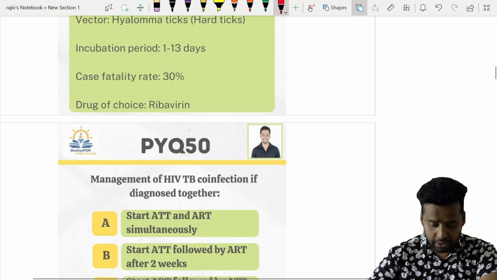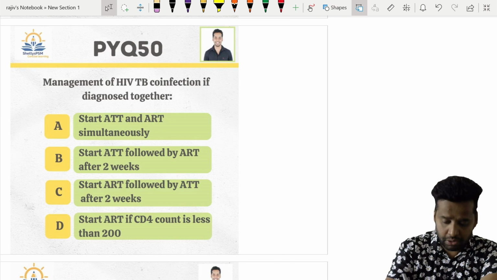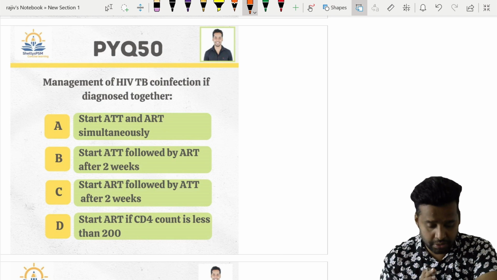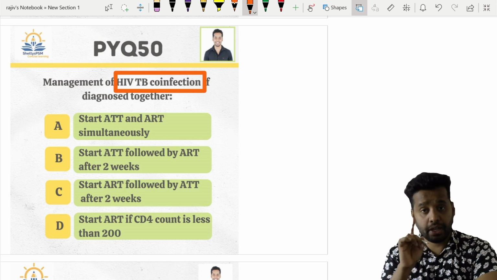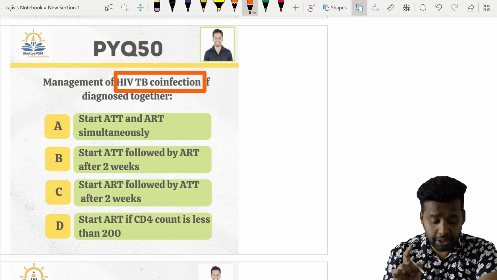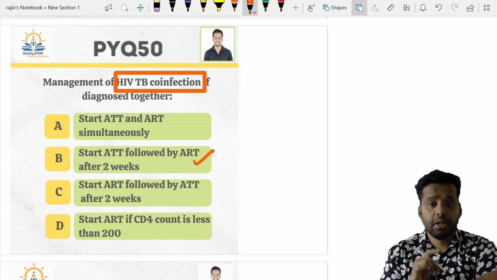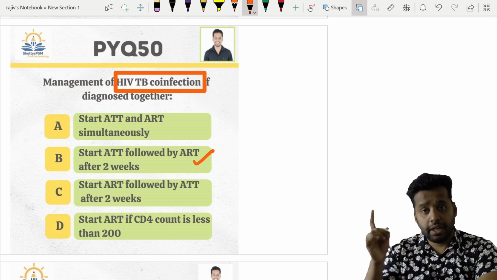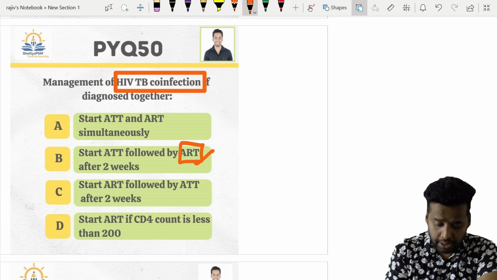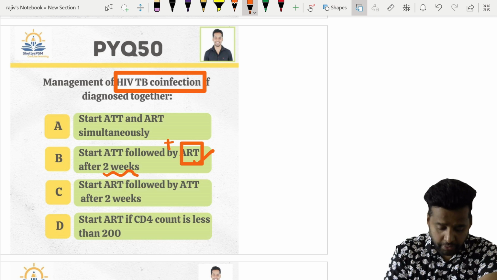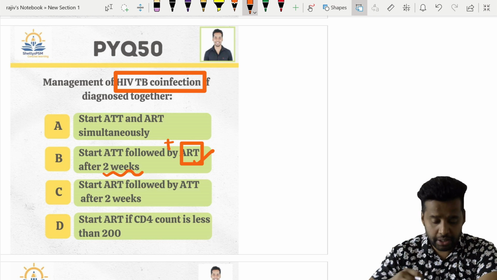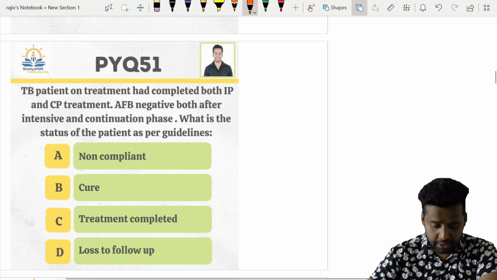So many things have been discussed in your classes. All these are PYQs related to your class notes only. How to manage HIV TB co-infection? If both are diagnosed together, start TB treatment first, then add ART to that. If ART is to be added, keep a gap of 2 weeks. So start ATT followed by ART if it is co-infection.